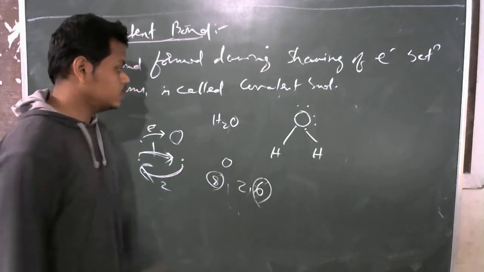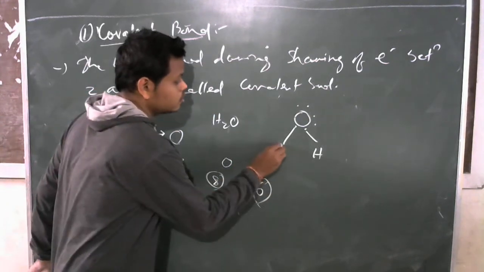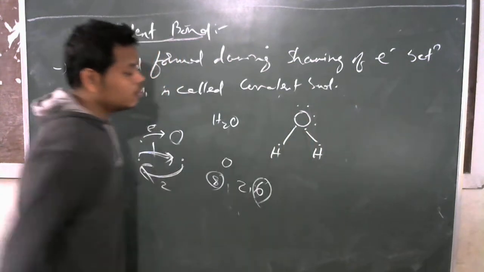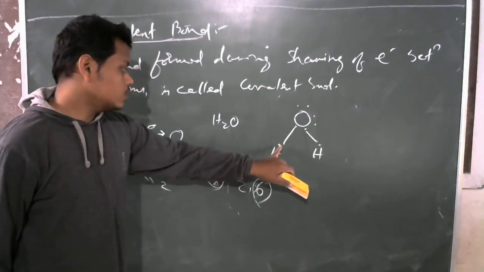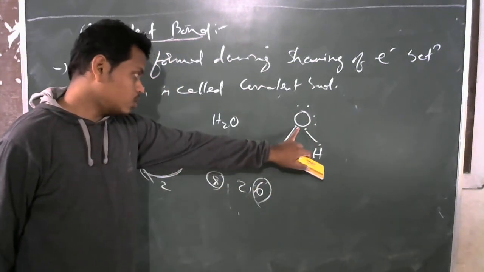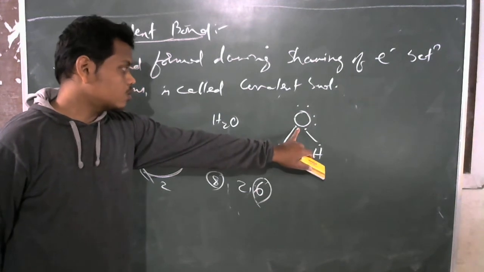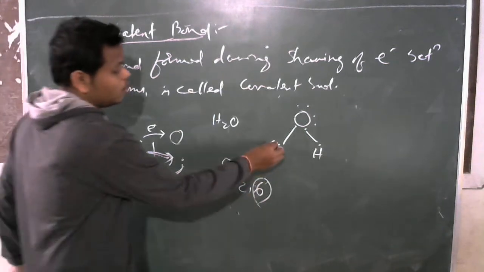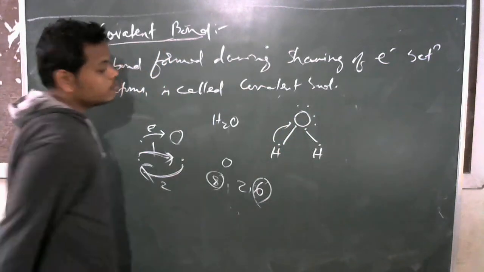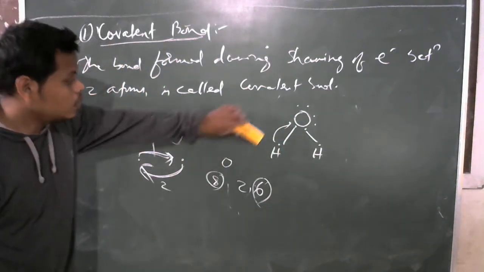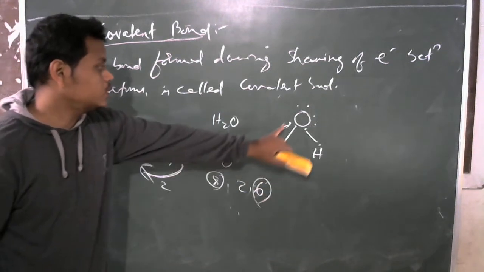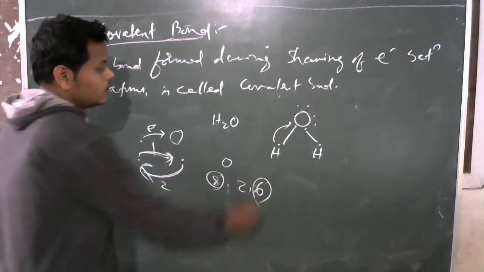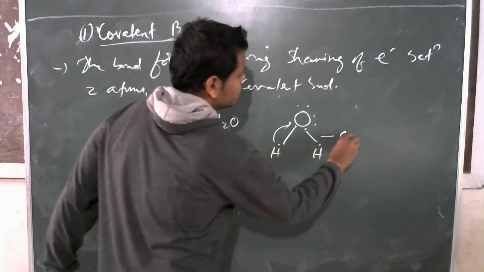Then hydrogen has atomic number 1, that means only 1 electron is present for chemical bonding. So here the bond is formed between the outermost electron of one oxygen atom and one hydrogen atom. So here unequal sharing of electrons occurs between hydrogen and oxygen. That's why it is a type of covalent bond.